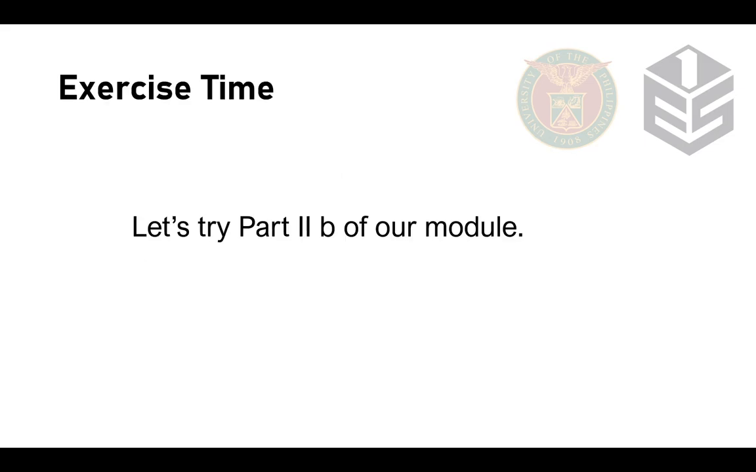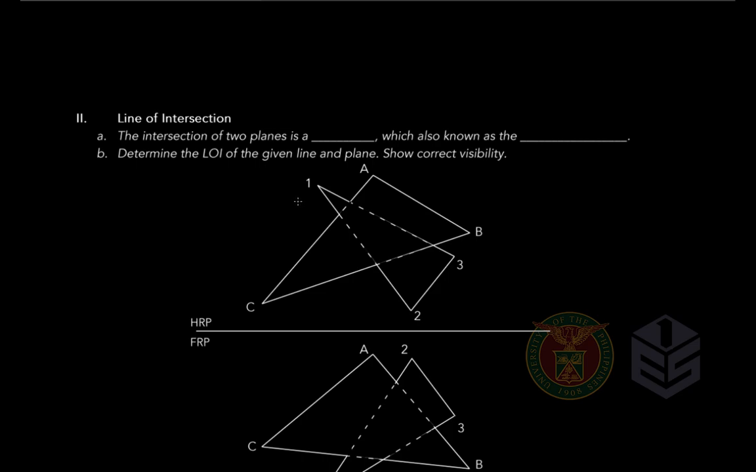From here, let's try an exercise. We'll do part 2B of our module. This is part 2 of our module, and again, you can do this along with me. If you need more time, just slow down the video, or you can pause the video. Okay, so before we begin, let's try to do part 2A first. So the intersection of two planes, as we've discussed earlier, is actually a line, which is also known as your LOI, or your line of intersection.